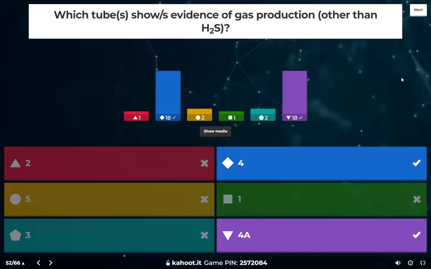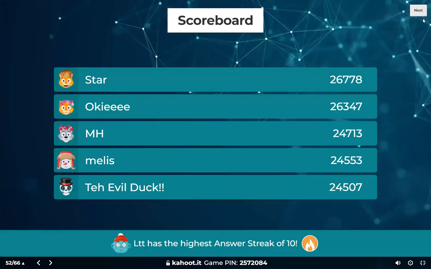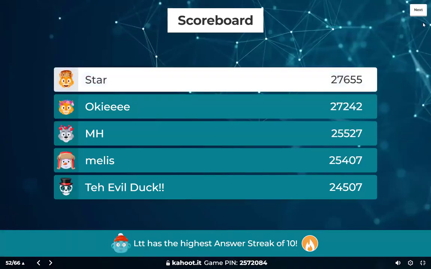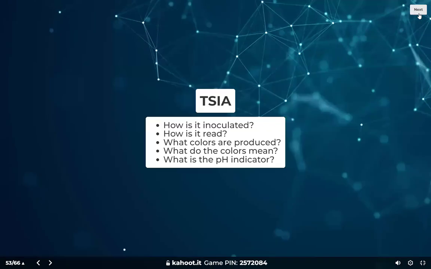All right, so 4 and 4A. Those ones were lifted up almost out of the tube. That was the gas production from fermentation that did that. So TSIA, how does that get inoculated? This is the one that had the slant streaking and the stab, right? We get that stab involved because it pushes that bacteria down into the bottom where there's no oxygen. And so we want to encourage that anaerobic activity.